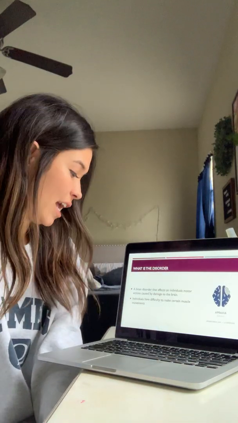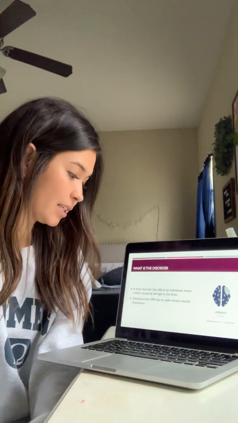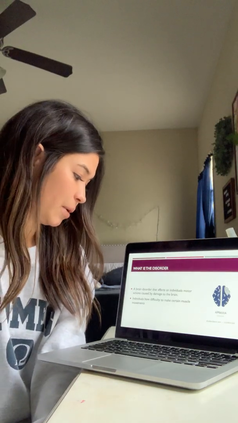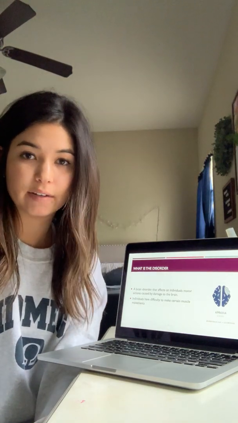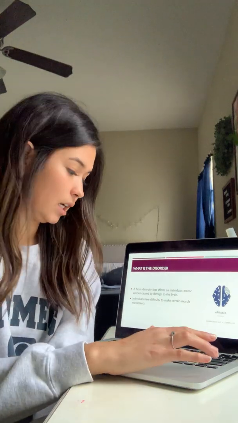What is the disorder? Apraxia is a brain-based disorder that affects an individual's motor actions, caused by damage to the brain. So these individuals may have difficulty making certain muscle movements even when they have normal muscles. While researching this disorder, I came across many types of apraxia. I was only familiar with apraxia of speech because I am currently an undergrad for communication sciences and disorders, and that's one of the disorders we deal with in speech and language pathology.